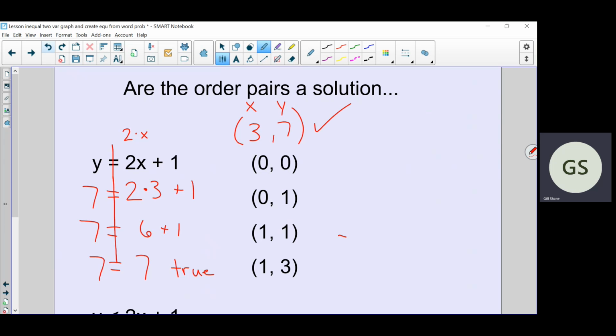We've done something similar to this before. We just talked about one variable, now we're just doing two variables. So that's a solution. I put a check, but you could say yes, that's a solution. If it's false at the end, you get 2 different numbers, then it's false, and you could write no, not a solution, or just no. So I want you to test those other 4: 0, 0; 0, 1; 1, 1; 1, 3.